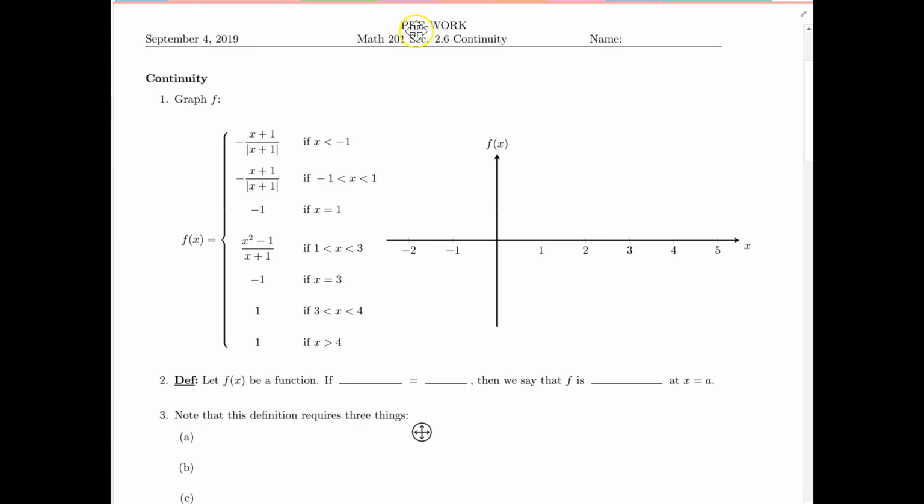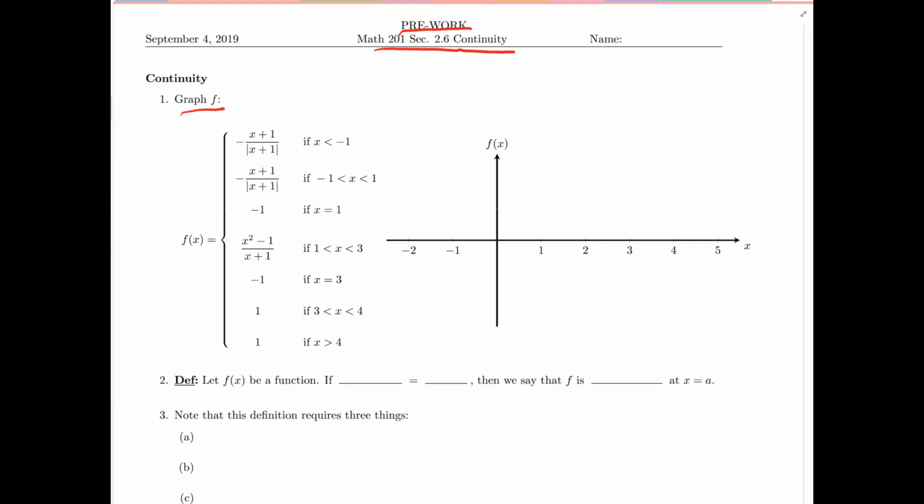Okay, folks, I want to look at doing the pre-work. This is the pre-work for section 2.6 on continuity. So the first thing we're asked to do is graph f. There's no new material in this, so what I'd like you to do is pause the video and sketch a graph of f of x.